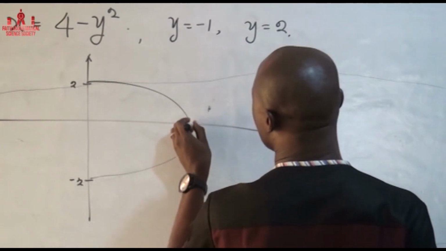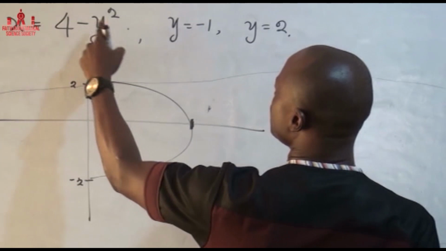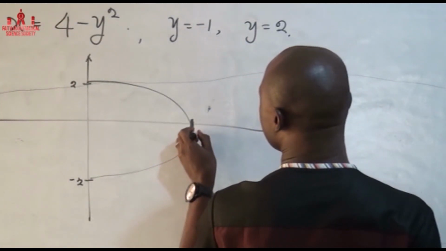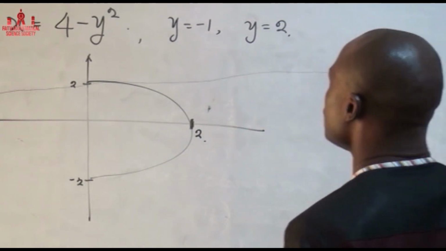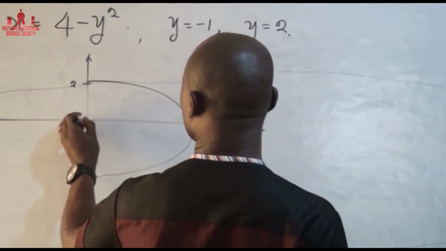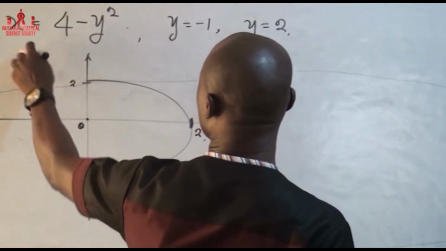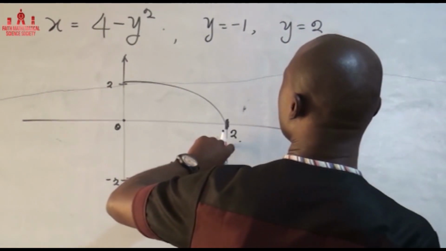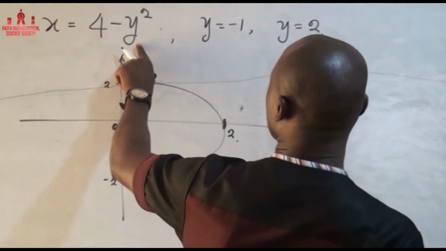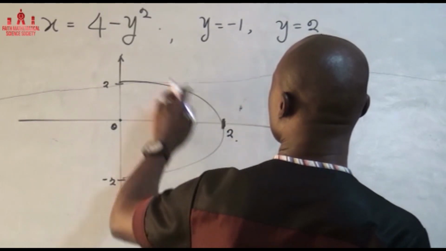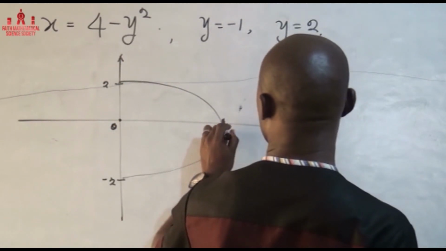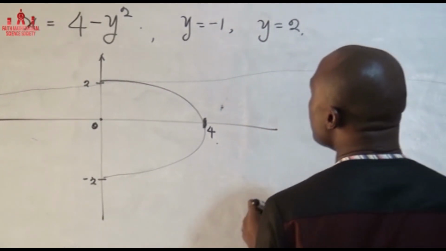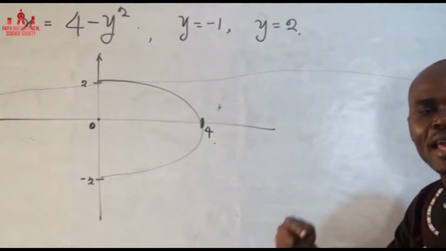And this is going to be passing through the point where y is 0. If you substitute y as 0, x is going to be 4. Sorry, so at this point you have 0. If you substitute x as 0, you are going to have y to be 2. Sorry, if you substitute y as 0, x is going to be 4. So we want to find the area under this curve.